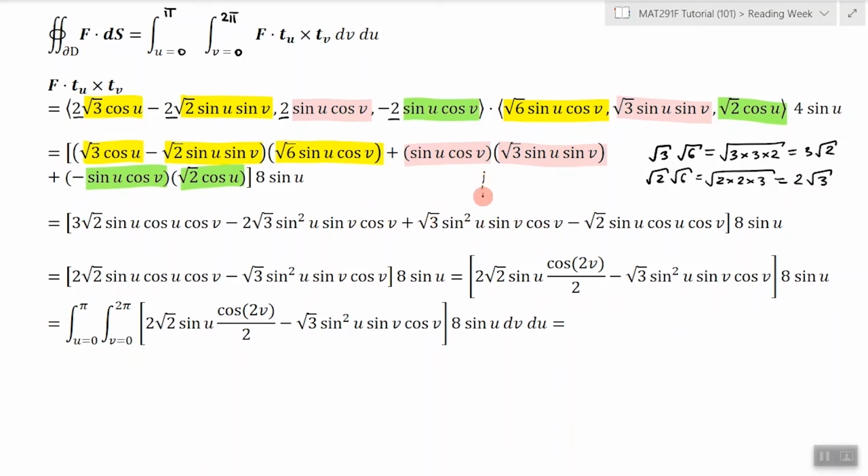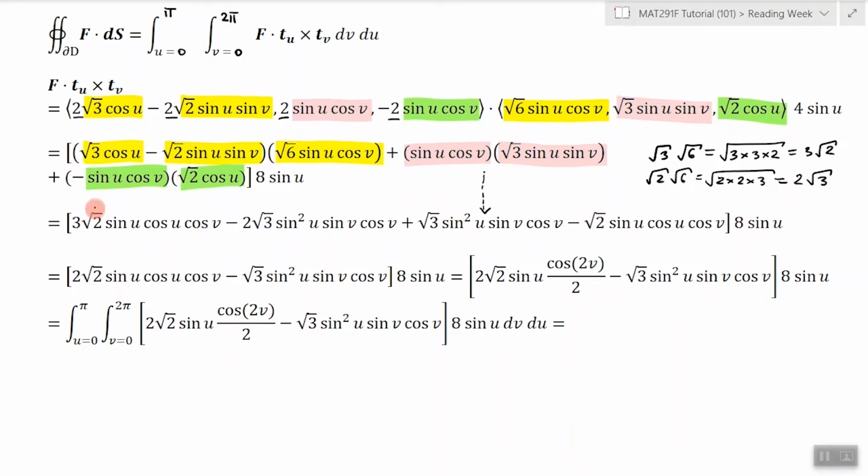Let me just put a little arrow. Root 3, then sine squared u from this and this. Then I have sine v. This is from here. And then I have cosine v over here. Then I have minus and this last term. So I have square root of 2 sine u, cosine u, and cosine v. That's what I wrote here. 8 sine u stays the same.